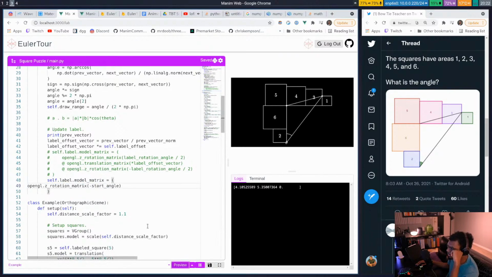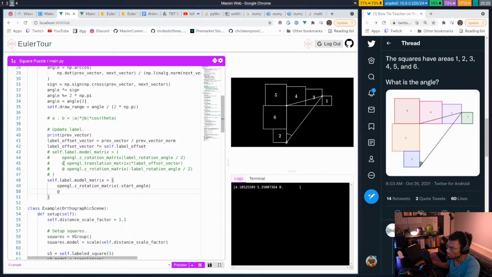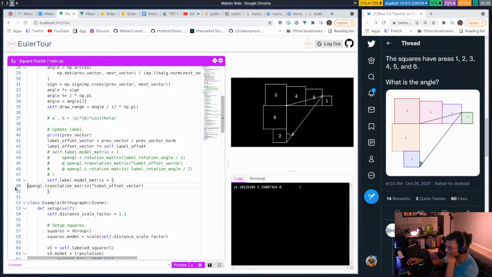So I do this. Now it's rotated. I guess I want to translate it first. Okay. So now it's being translated to here, then it's being rotated. Wait, what does the translation alone do?